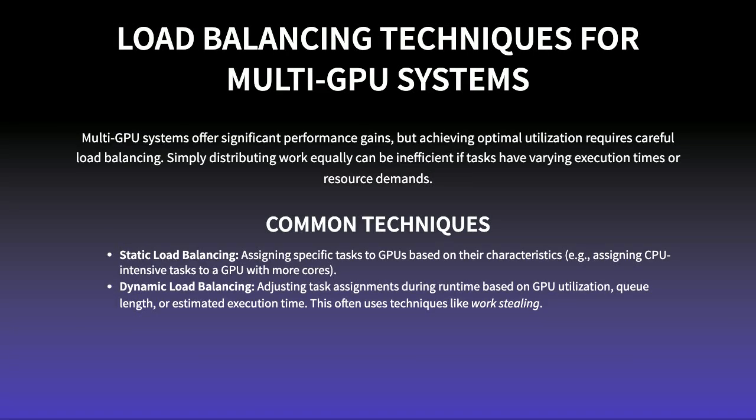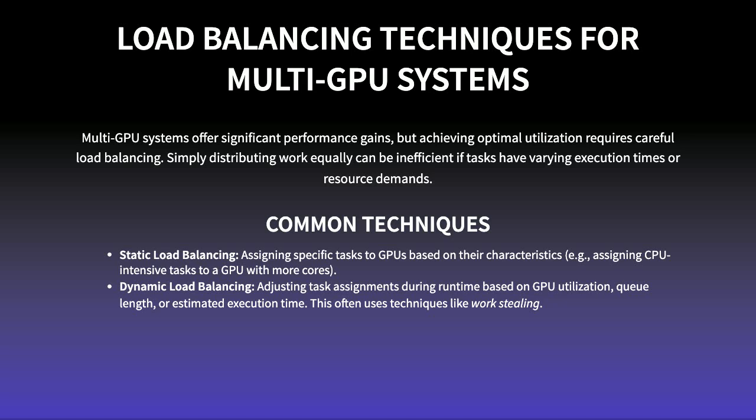Okay, let's talk about how to make sure your multiple GPUs are actually working together efficiently. When you have more than one GPU in a system, it's not enough just to throw all the work at them. We need to distribute it smartly. There are two main approaches. We can assign tasks directly based on what each GPU is good at, that's static load balancing. Or we can dynamically adjust things during runtime, which is called dynamic load balancing.